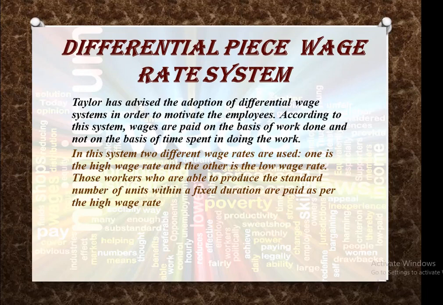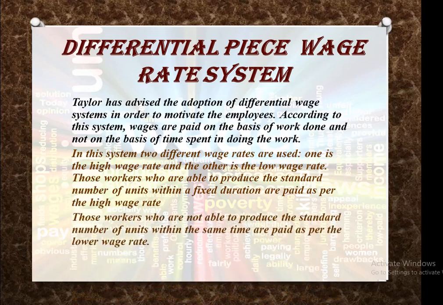So, he categorized the wages into two types. One is the high wage rate and other is the low wage rate. Those workers who are able to produce the standard number of units within a fixed duration are paid the high wage rate. Those workers who are not able to produce the standard number of units within the same time are paid lower wage rate. Clear?